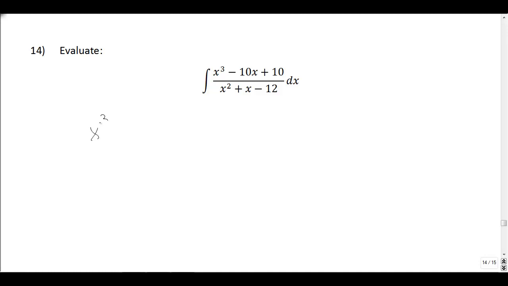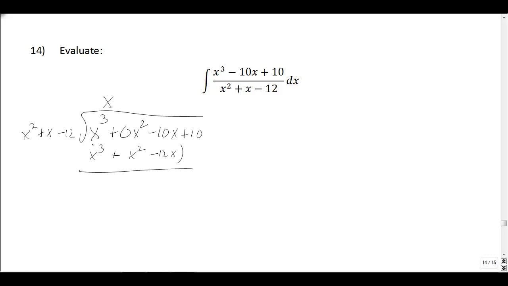So I'm going to get x cubed, really plus 0x squared, minus 10x plus 10. I'm going to divide that by x squared plus x minus 12. Then x squared times x gives me x cubed. X times x squared is x cubed. X times x is x squared. X times negative 12 is negative 12x. And then I need to subtract this.